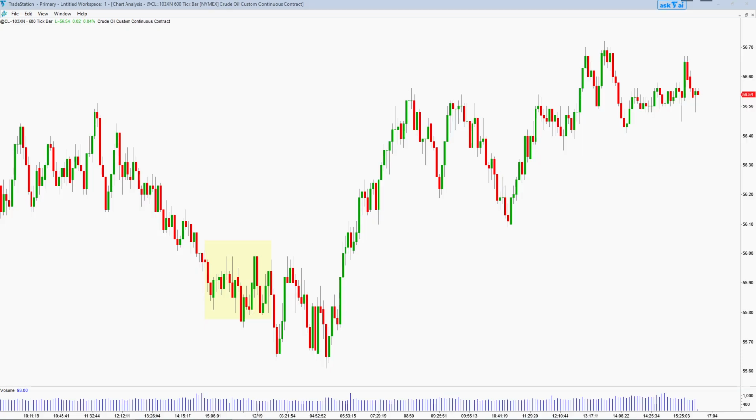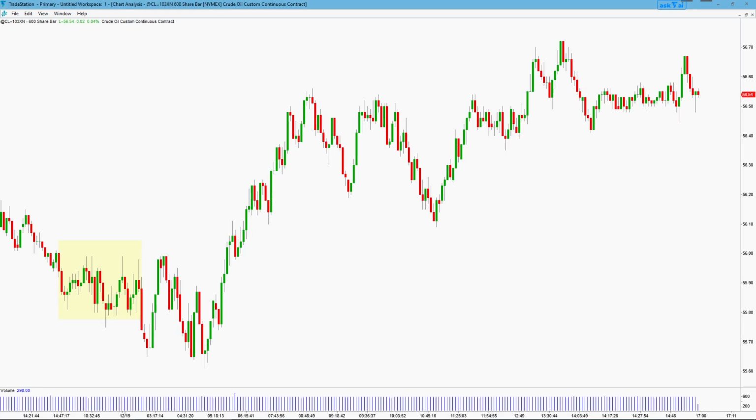TradeStation has another type of chart which I like even better, being volume charts, also called share bars. In these charts, each bar represents a number of contracts or a number of shares traded rather than a number of trades. I can change it like this. Let's type 600 shares instead. You may notice that the chart didn't change all that much. It is very different still from the 5-minute chart, but not that different from the 600 tick chart.